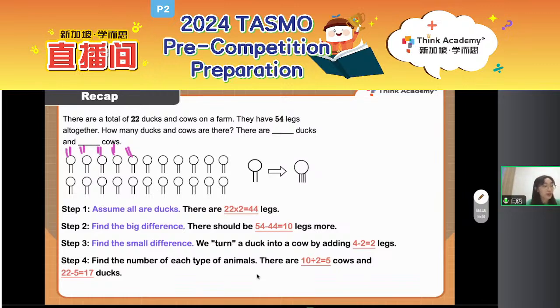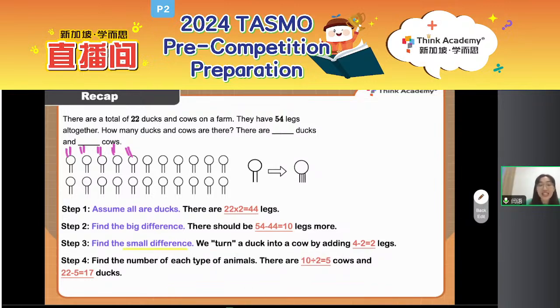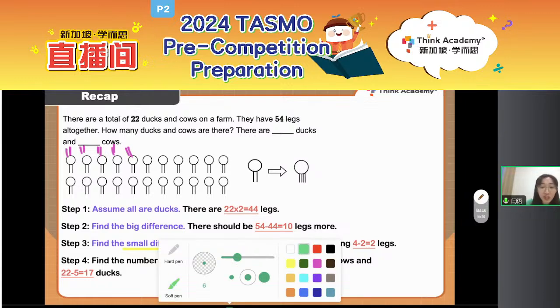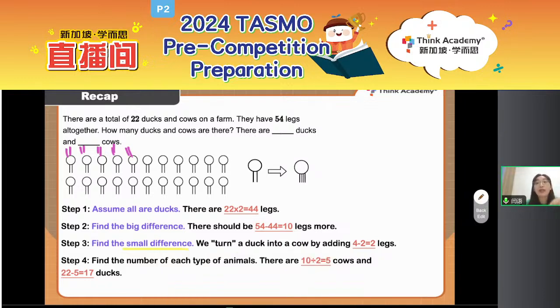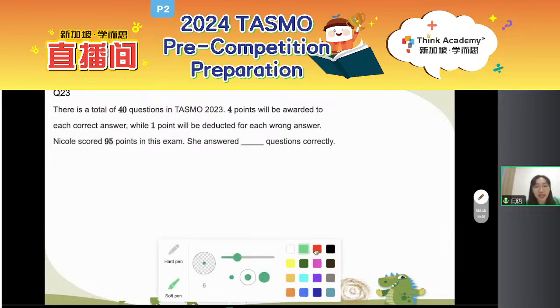Okay? Yes. So here, pay attention to the meaning of a small difference. So what is the meaning of small difference? That is, you need to compare by changing one time. How many more or how many less do you need to do? Okay? So for question 23, actually, it is also a kind of chicken rabbit problem. So here, firstly, let's read the question together.